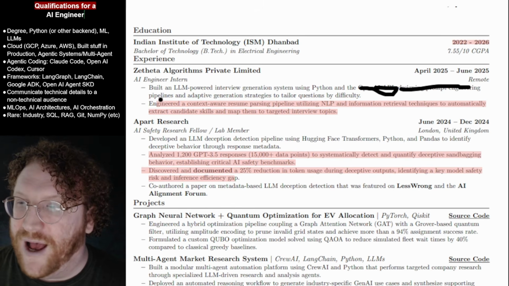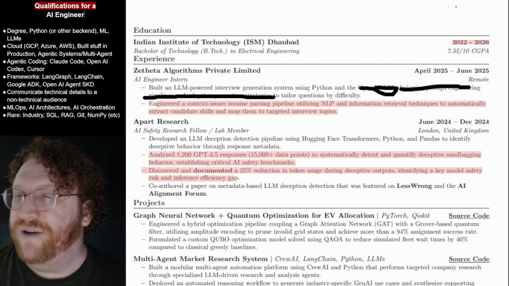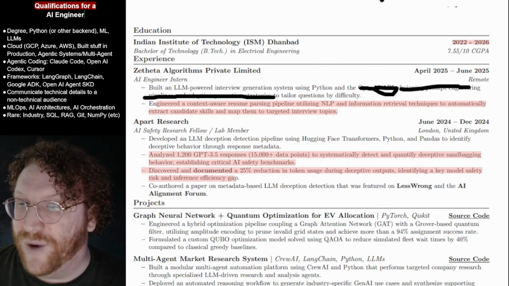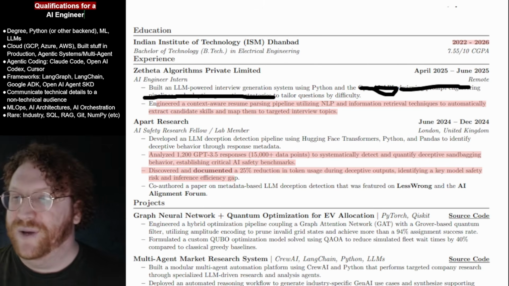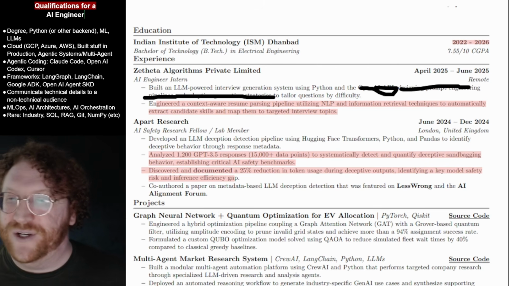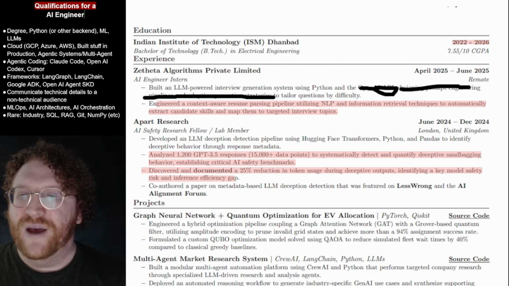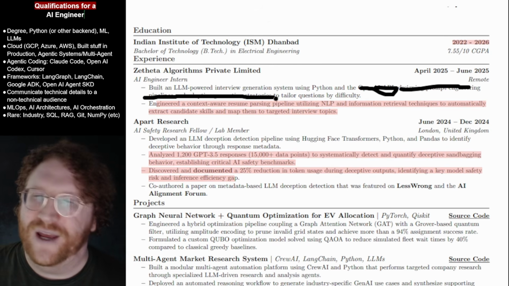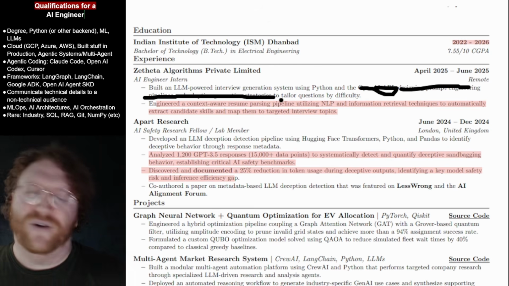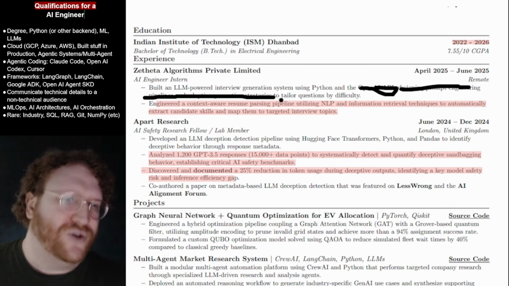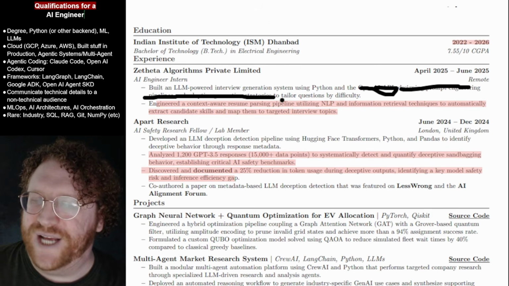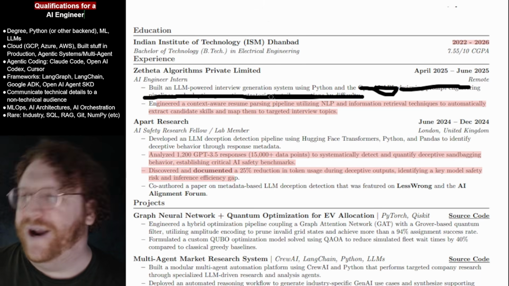And then again, I don't care about pipelines and adaptive generation strategies. I'd rather you just say this to tailor questions by difficulty. Like built an LLM powered interview generation system using Python to tailor, but actually, what is tailor questions by difficulty? I'd rather know how your user could use it more so than the tailor questions. Like what is an interview generation system? I don't know. You didn't tell me.